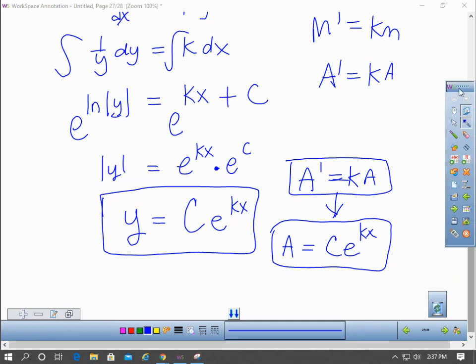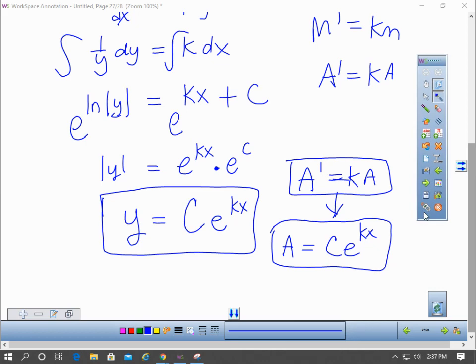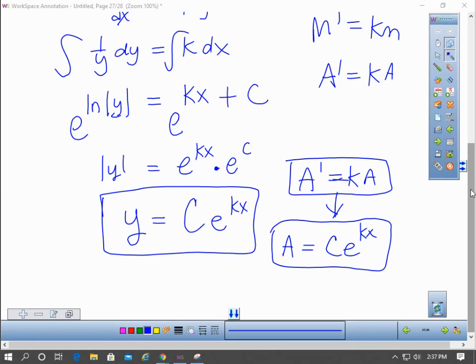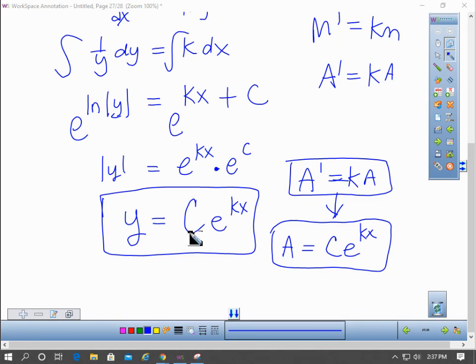So basically this is the differential equation for growth and decay. When you solve this differential equation, this is always your solution curve.